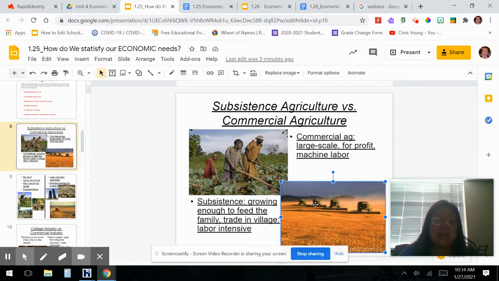So when we're looking at commercial agriculture, they are making a whole bunch of stuff of one thing, of one crop, but then they're going to sell it to a whole lot of people. So this is a whole lot. This is really big, okay?